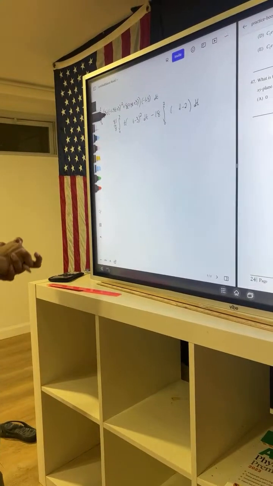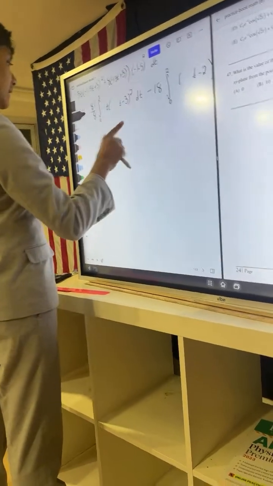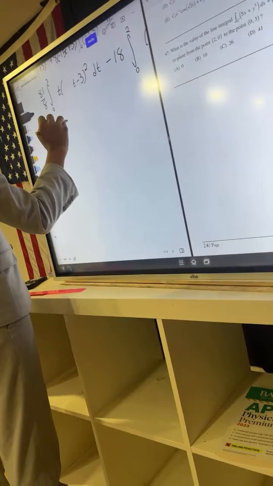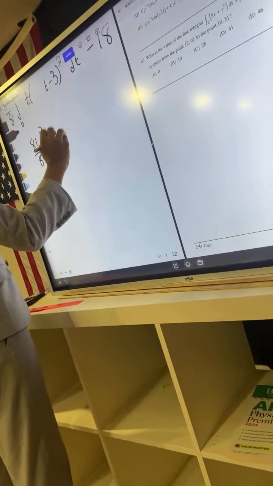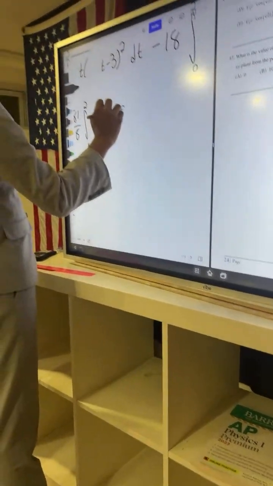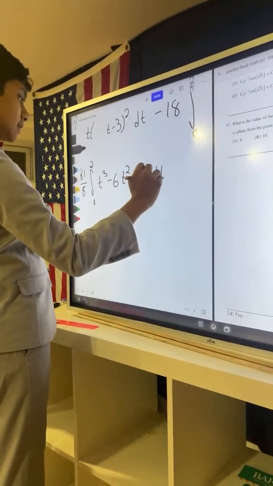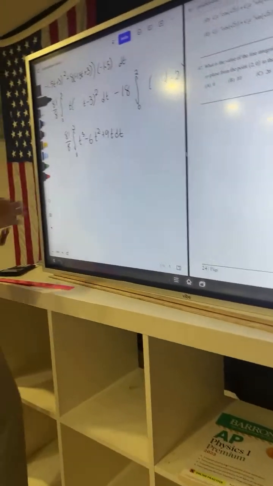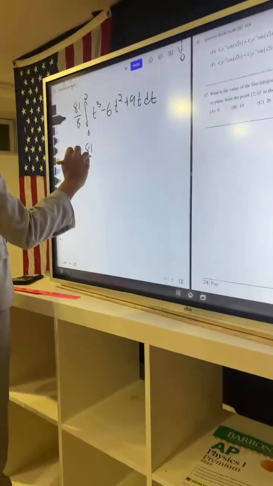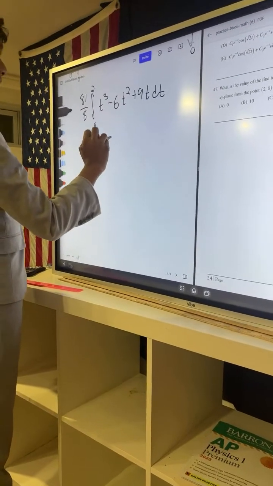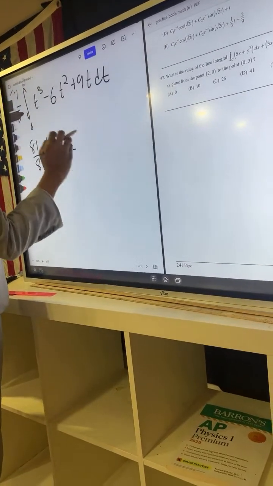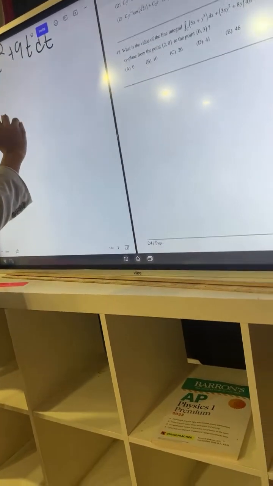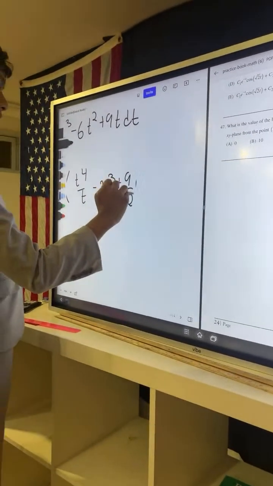So here's what we have now. So let's actually get into solving this. We get 81 over 8 times the integral from 0 to 2 of t cubed minus 6t squared plus 9t dt. So let's actually solve this. We get 81 over 8 times t to the 4 over 4 minus 6t cubed over 3, which is just 2t cubed, plus 9 over 2 t squared.